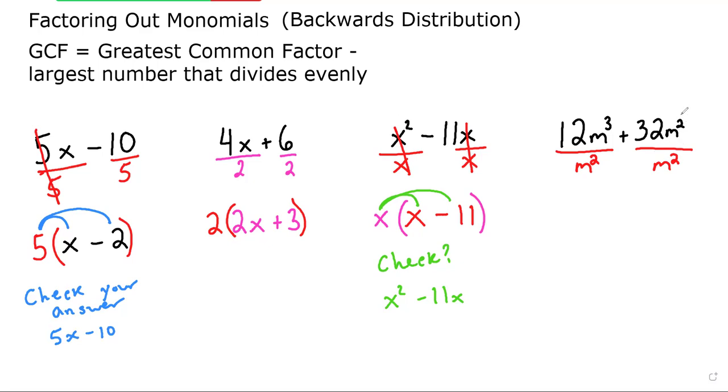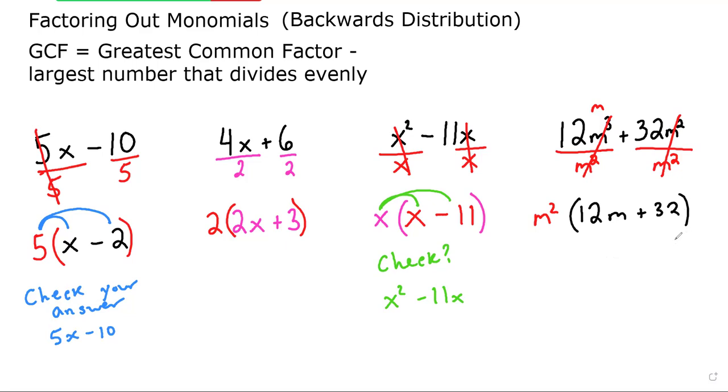That will delete this one completely. And then this one we have, there'll be 1 m left up top. So there'll still be 1 m here. So now I'm left with 12m plus 32. And then, parentheses, my m to the second power is on the outside now. Okay, am I done though? No, I still have 12 and 32 that I have to figure out what their greatest common factor is.